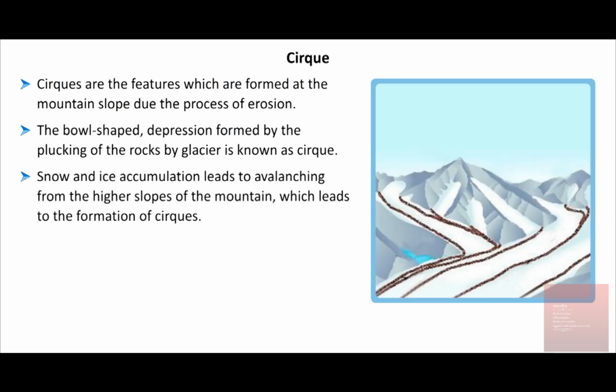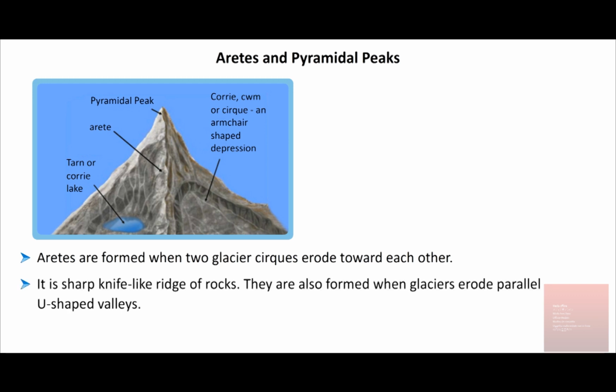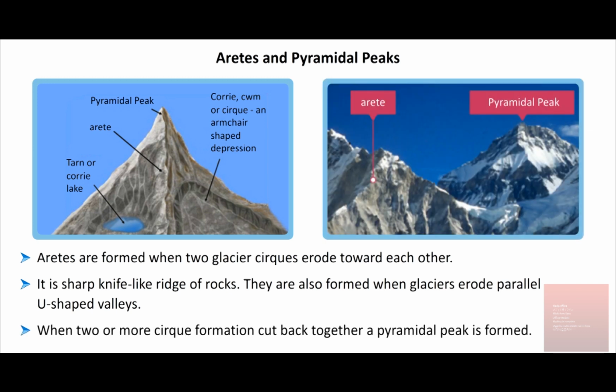Snow and ice accumulation leads to avalanching from the highest slopes of the mountain, which leads to the formation of cirques, aretes and pyramidal peaks. Aretes are formed when two glacier cirques erode toward each other. It is a sharp knife-like ridge of rocks. They are also formed when glaciers erode parallel U-shaped valleys. When two or more cirques meet, a pyramidal peak is formed.